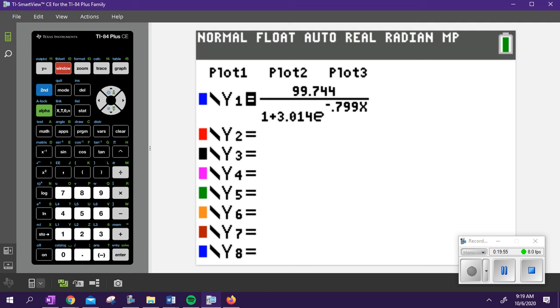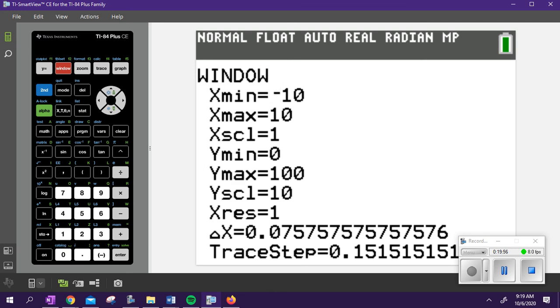Let's go to window. So here's what I'm going to do with my window. X min, I just left it at -10. X max, I made it 10. Nothing needs to change there. The thing I did change was my Y minimum. I made it 0 because this is percentage. I don't care about less than 0. And my Y max is going to be 100 because I don't care more than 100%.